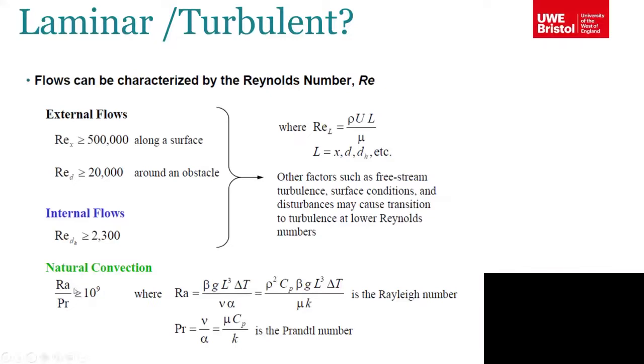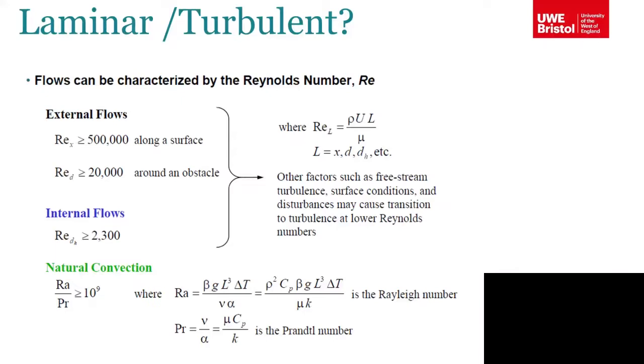What if it's an obstacle in an internal flow? Because it's an internal flow, you already have walls. And they count as obstacles? They are like an obstacle. That is why such a low Reynolds number.